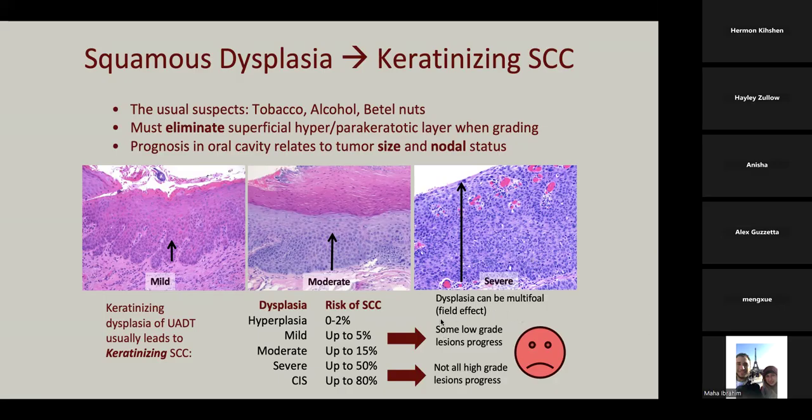And there is an overall field effect where people pop up with lesions all over their mouth, because it's washed in these carcinogens. Tobacco, alcohol is just everywhere, right? So it can be very hard to treat these patients.